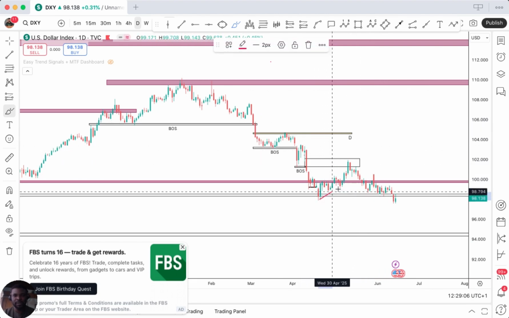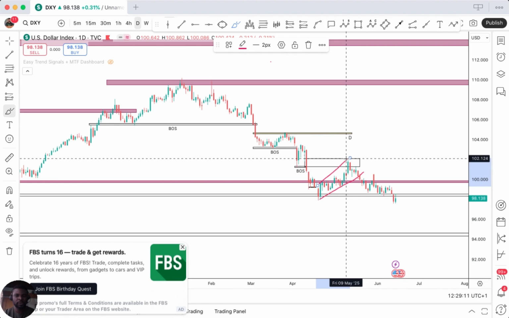Now, here we can see we have a correction, and if you're also in our trading community, you definitely know that every correction must carry 3 waves. We need to have a minimum of 3 waves.